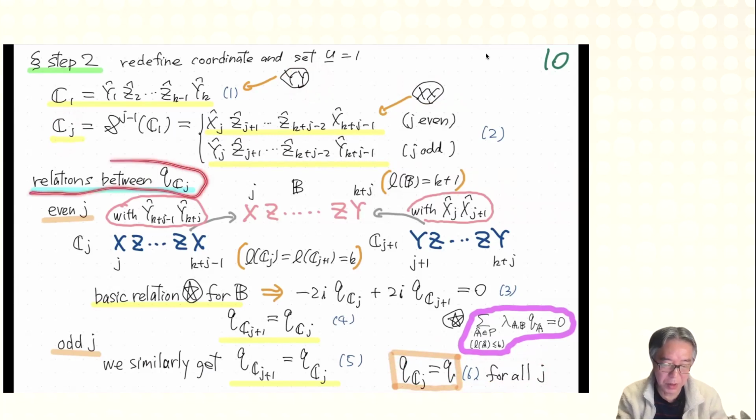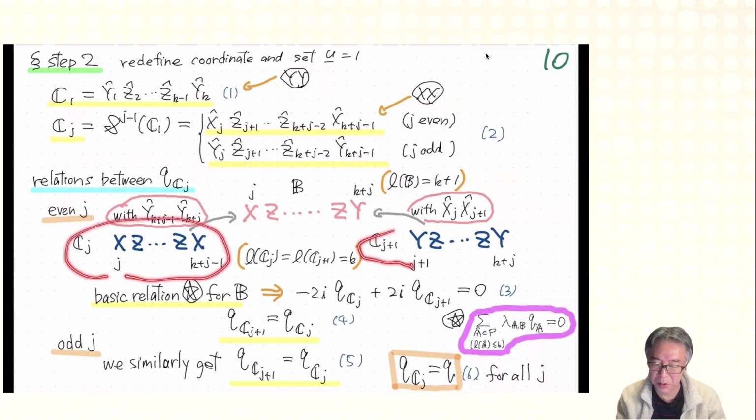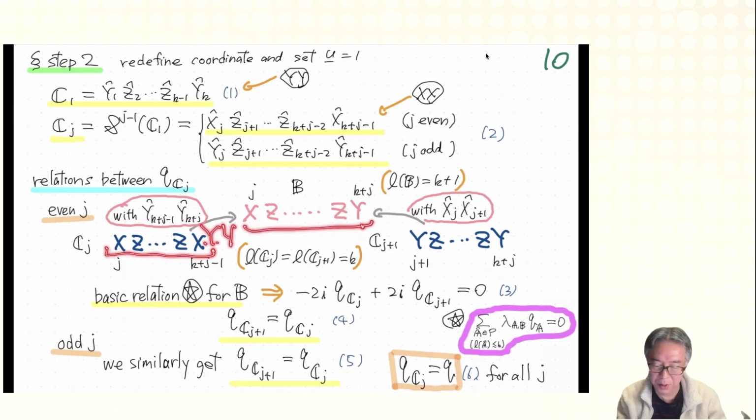So to look at the relation between this coefficient QCj, first I assume that j is even, and consider this Shiraishi shift from Cj to Cj plus 1. The only thing you do is to start from this and take the commutation relation with yy and get this relation. And you observe that also by taking the commutation relation with xx, you recover this one. Okay. So this is the Shiraishi shift.